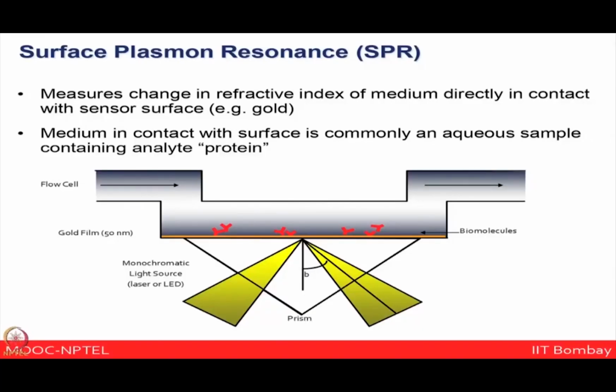But this cartoon shows that you have a gold slide, a light source, and you have immobilized some antibodies of interest. For example, you pass your proteins of interest to measure whether there is binding happening for this protein or not, and then if there is binding, you will see the change in the percentage reflectivity, followed by which you will monitor the sensorogram.